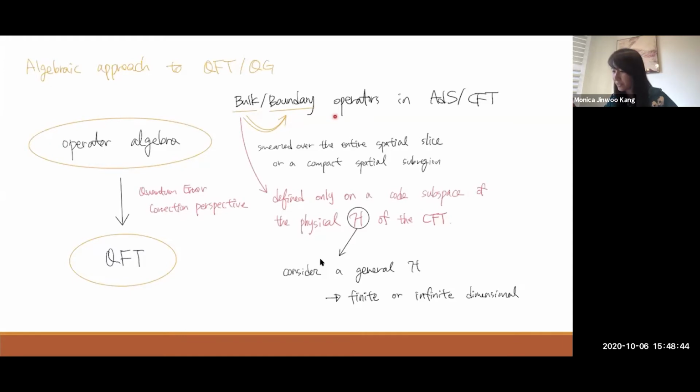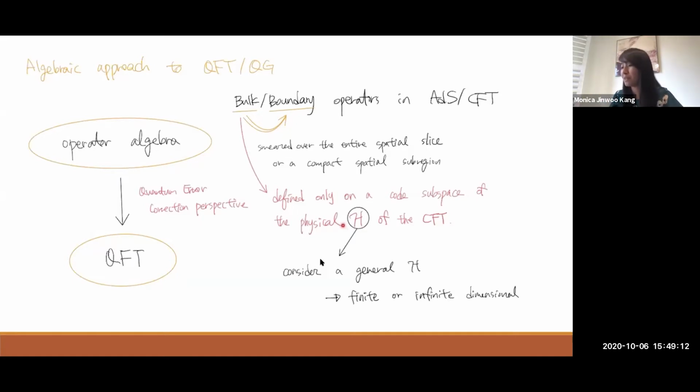And these operators, we can form as an operator algebra. By that, I mean we're going to first take a quantum error correction perspective. These local bulk operators will be explicitly defined only on the code subspace of the physical Hilbert space of the boundary CFT. By that, I mean it's going to require this Hilbert space attached to the theory to describe this quantum field theory together with the operator algebra context.